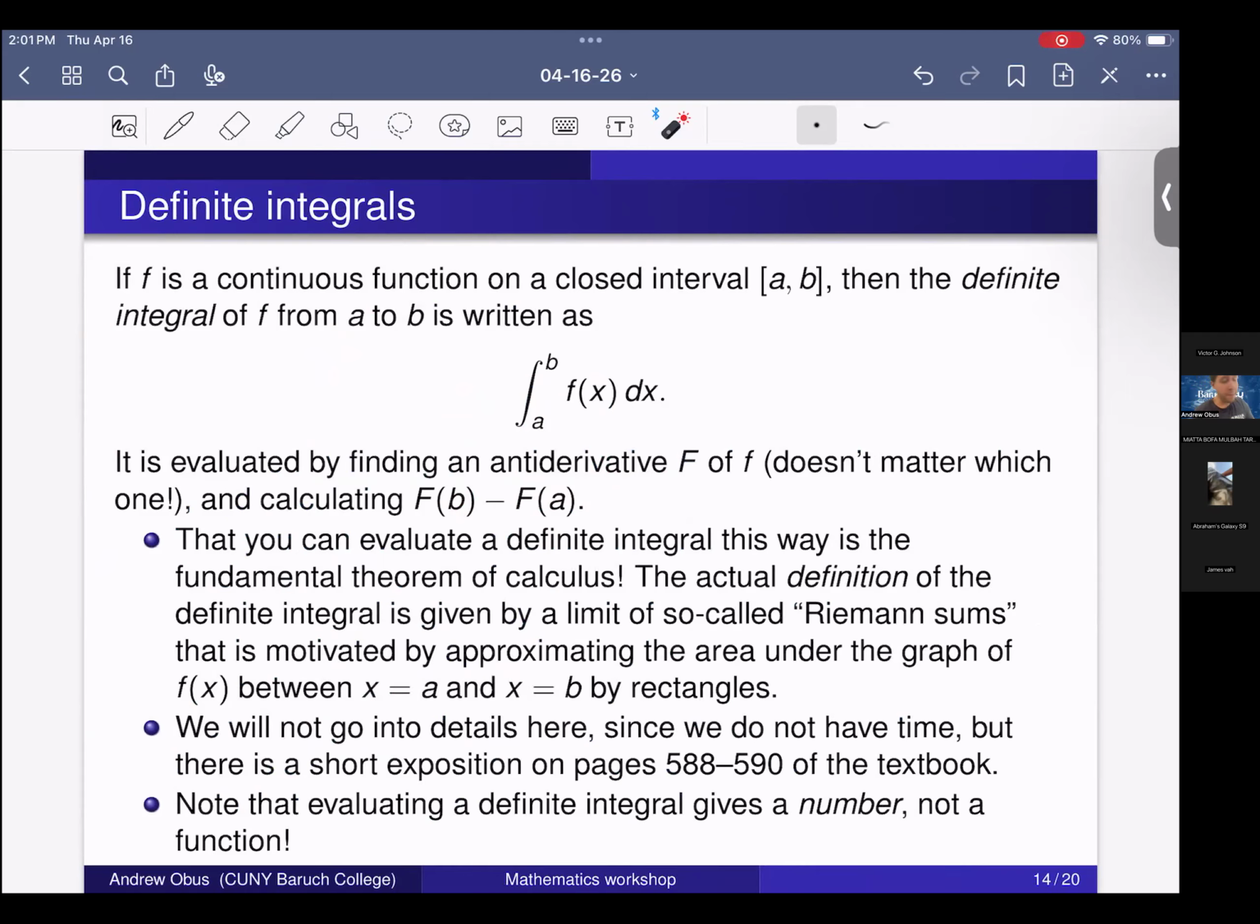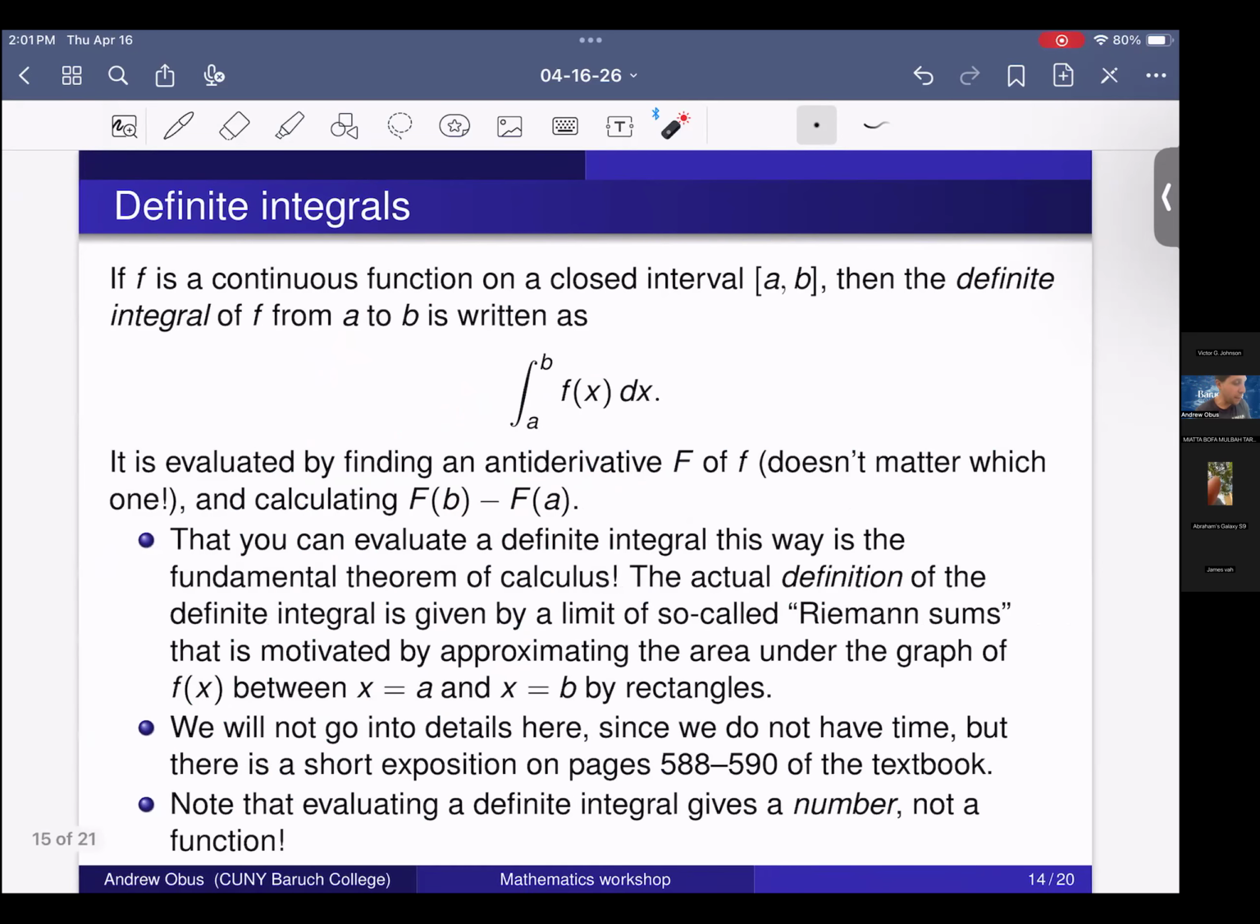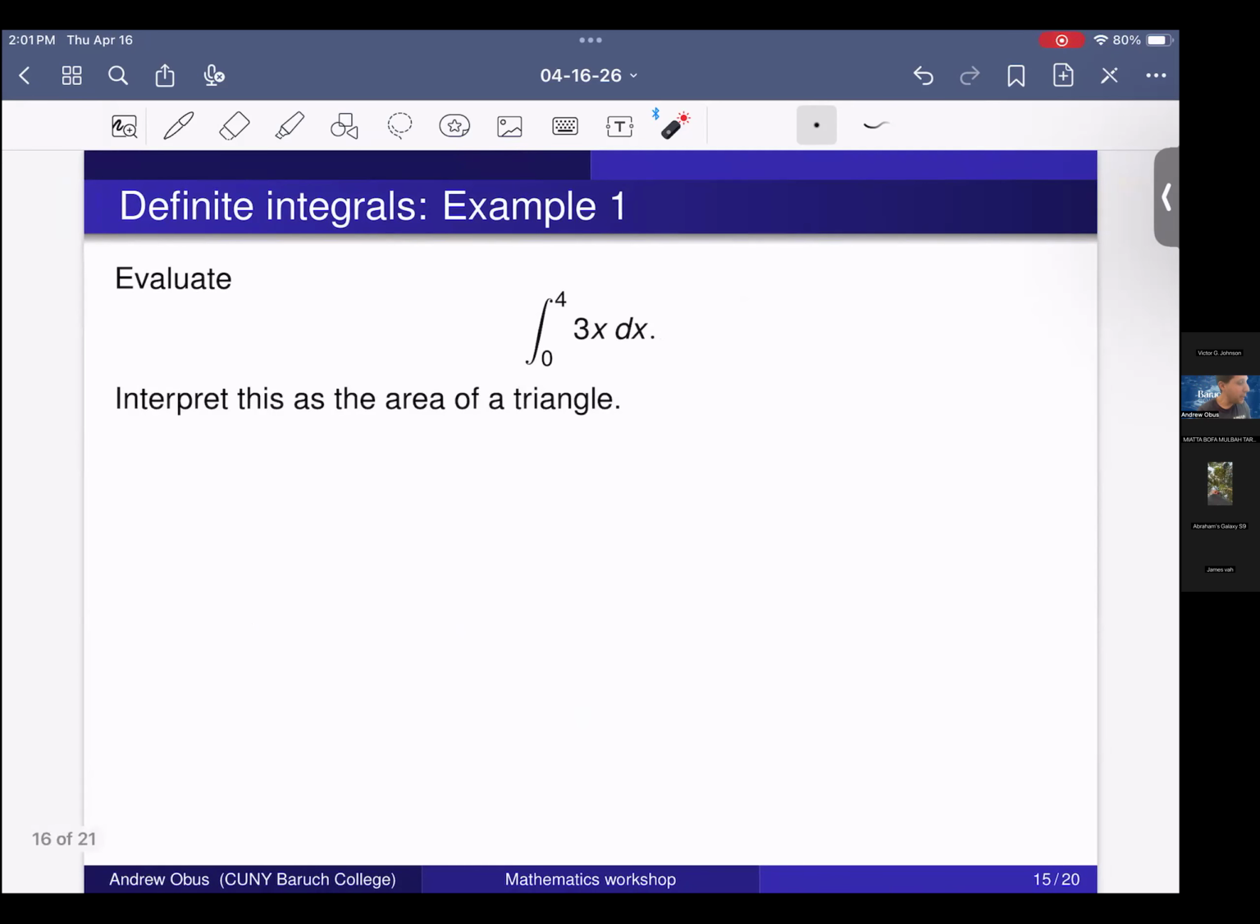Okay, so this is what we mean by a definite integral. It'll make much more sense when we just do an example. So let me do a basic example. Example 1, we're going to integrate, this is read the integral from 0 to 4 of 3x dx. And we're going to interpret this as the area of a triangle. So let me just do the first part. The integral from 0 to 4 of 3x dx.